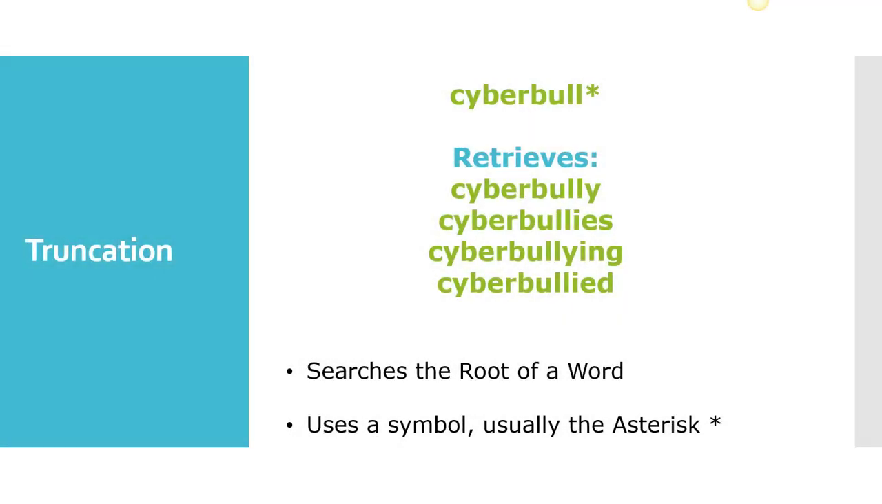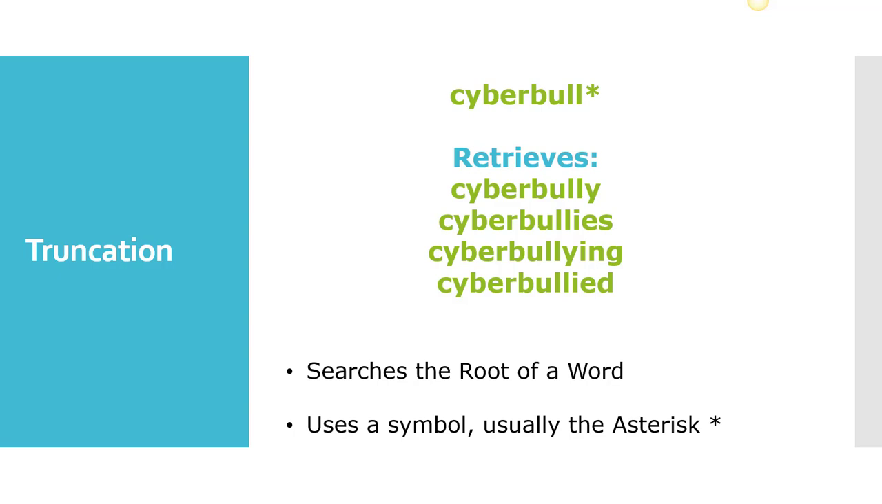My second essential technique is truncation. If we take the base of a word, it will look for variable word endings if we use a truncation symbol after the root of a word. So cyberbull with an asterisk at the end would retrieve cyberbully, cyberbullies, cyberbullying, cyberbullied. You can see how that would grow a search within the database, and it's very effective.